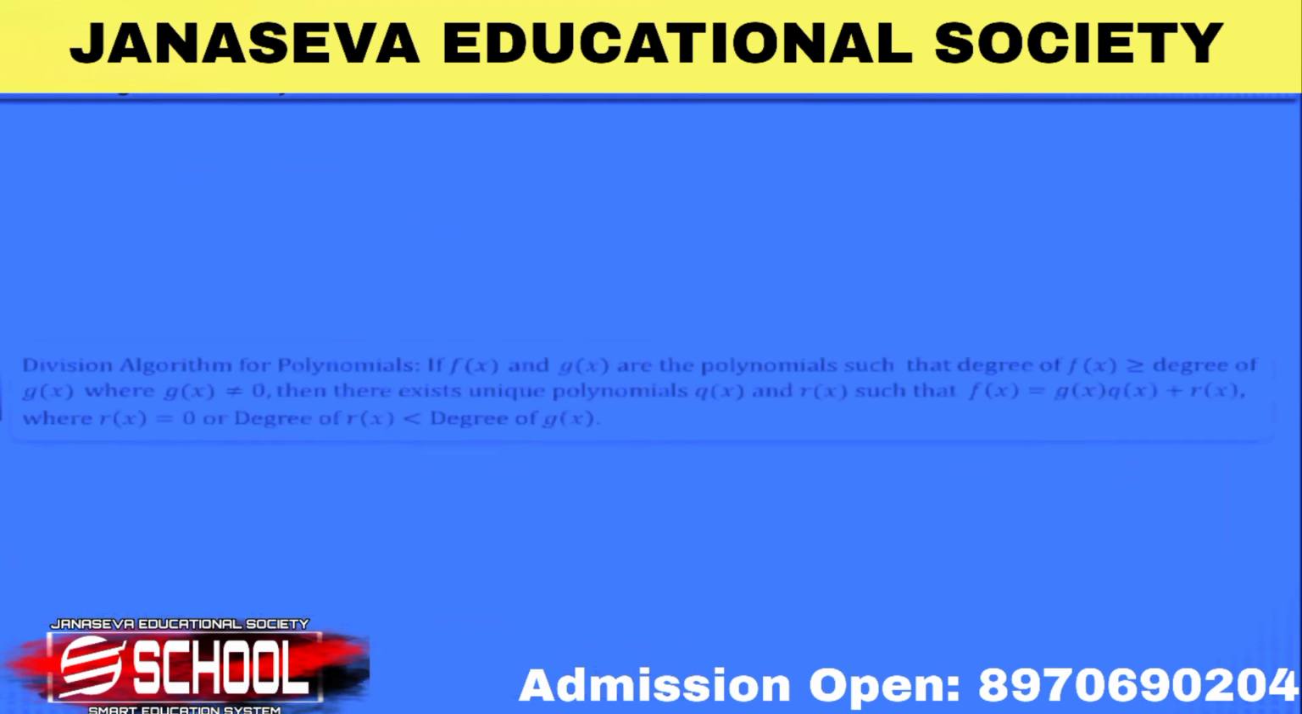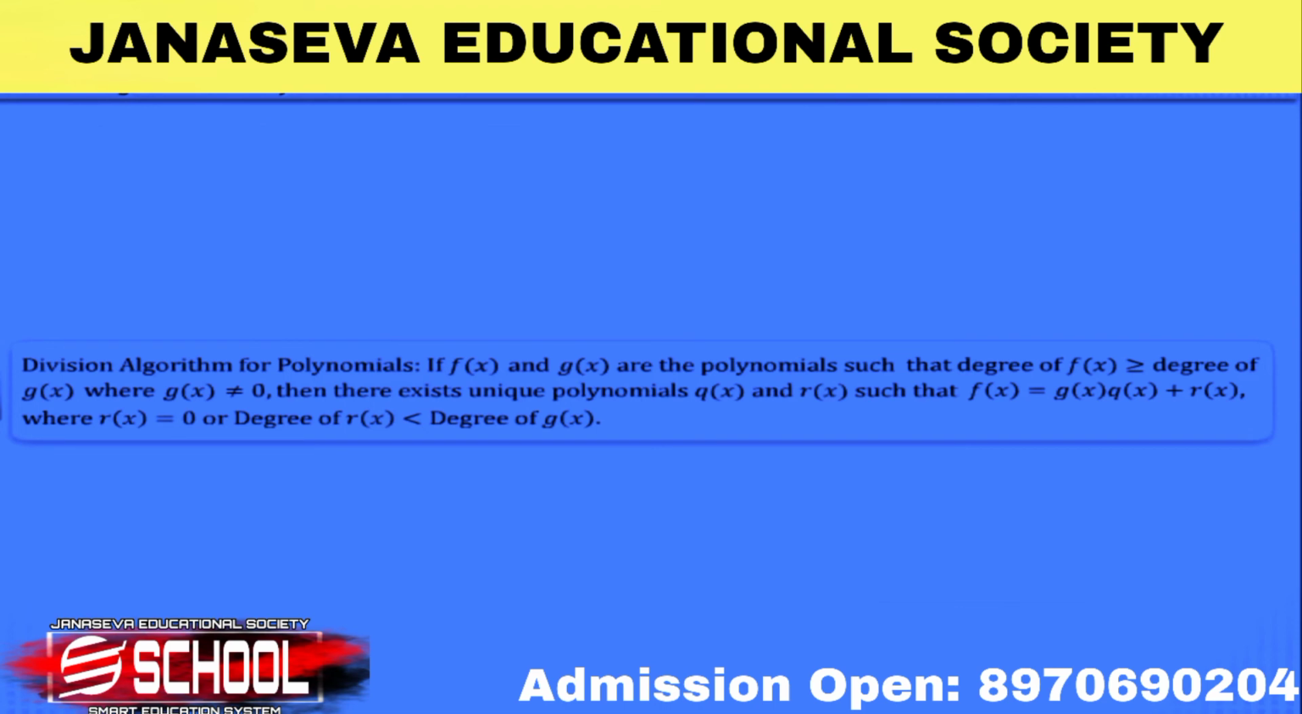This implies that division is not possible if the degree of the remainder is less than the degree of the divisor. In general, the division algorithm for polynomials states that if f of x and g of x are polynomials such that the degree of f of x is greater than or equal to the degree of g of x, where g of x is not equal to 0, then there exist unique polynomials q of x and r of x such that f of x is equal to g of x into q of x plus r of x, where r of x is equal to 0, or the degree of r of x is less than the degree of g of x. This is known as the division algorithm for polynomials.